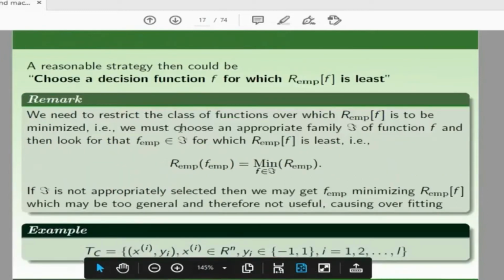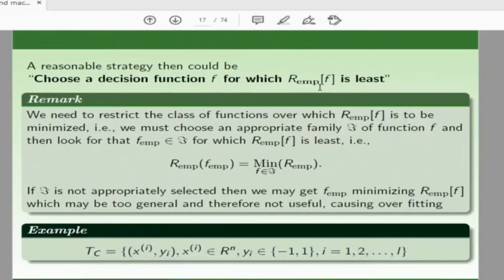So what should we do now actually here? That means now we have a very nice idea that empirical risk I can compute. Therefore, choose a decision function f for which empirical risk is minimum. So this is what is called the empirical risk principle. It simply says that you compute the empirical risk, choose the family of functions f, and in that family of functions, you choose that f for which empirical risk is minimum.